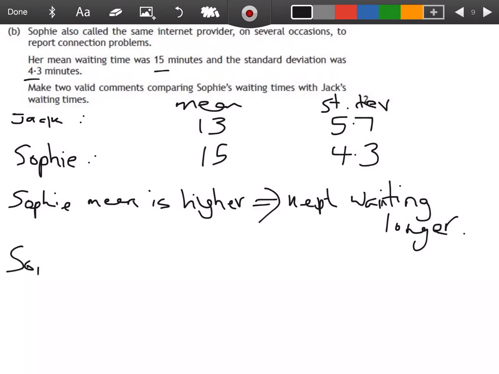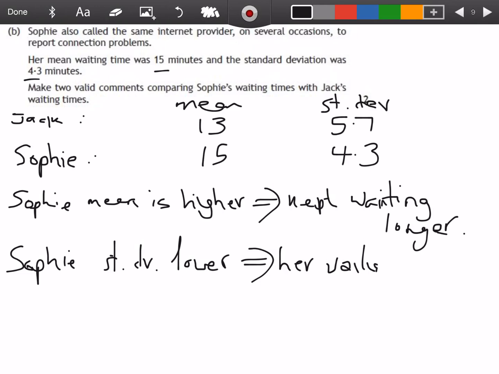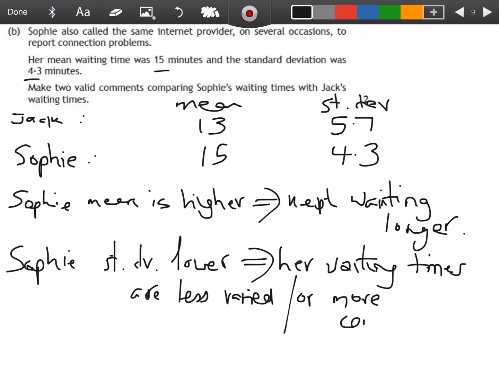So we'll say, Sophie's standard deviation is lower. Again, we must see what that actually means. So, our waiting times, because it's lower, are less varied, you could say. Or you could say our waiting times are more consistent. Whatever words you prefer. Okay?